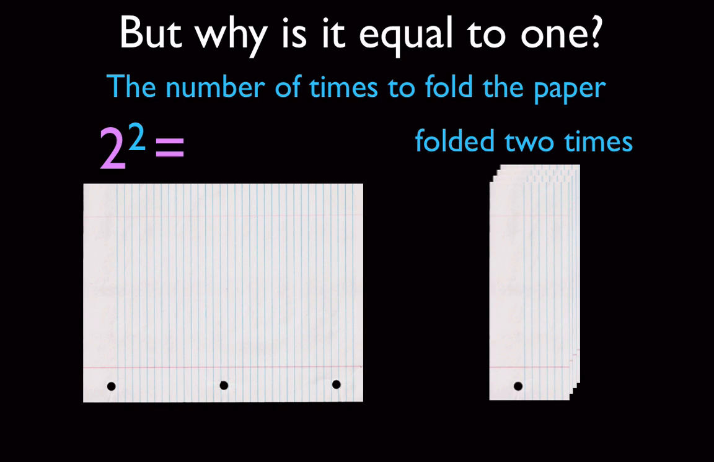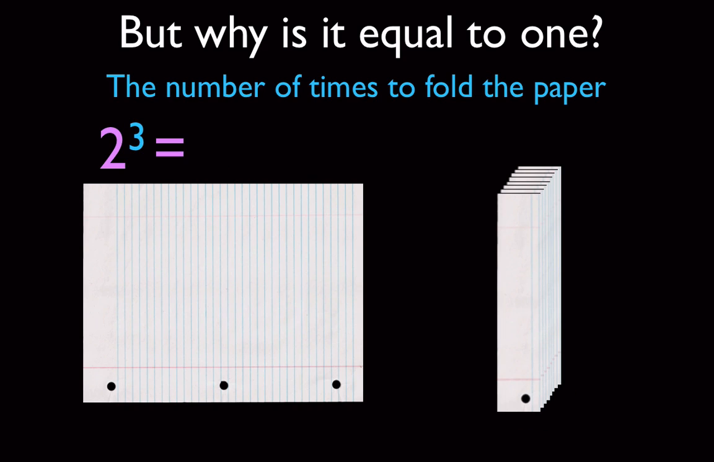Now from there, just counting, as you can see, I end up with 4 pieces of paper thick, which means 2 to the 2nd power is 4. I'm going to extend this one more time to 2 to the 3rd power, which those of you that have been around exponents for a while notice that's 2 times 2 times 2, which is of course 8.